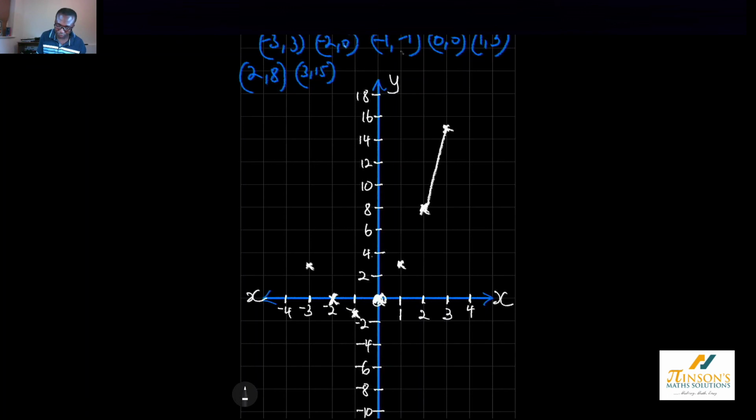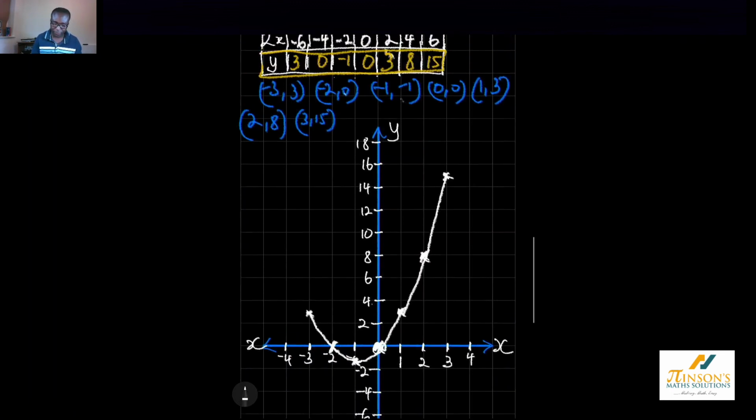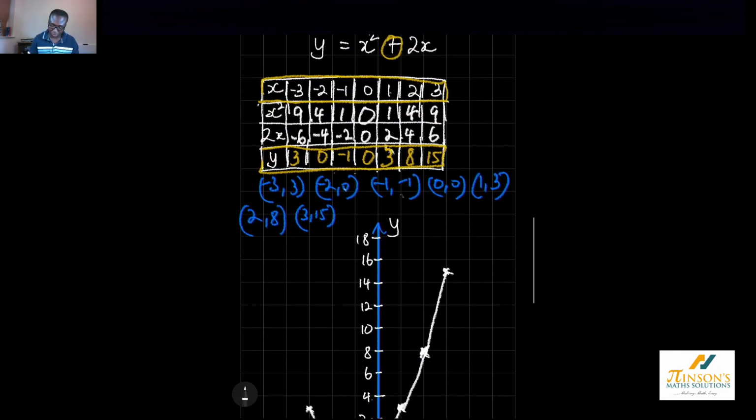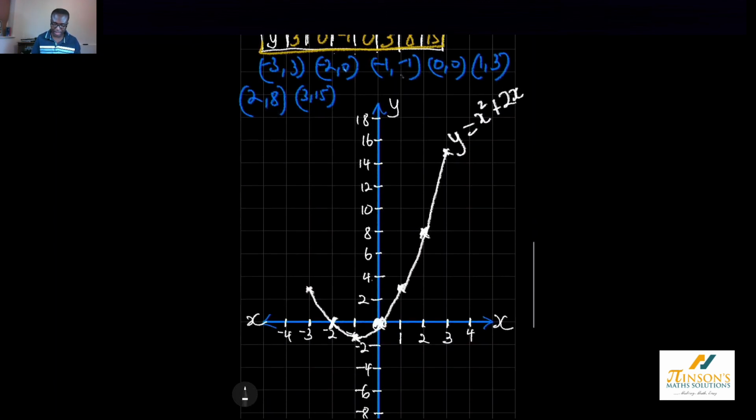No need for a ruler. We are drawing, so we do our best to make sure it looks like a curve. Okay, and that is our curve. This curve is again happy. Again, we call this curve from the question. It is called y equals x squared plus 2x, and this is the graph that we have plotted.